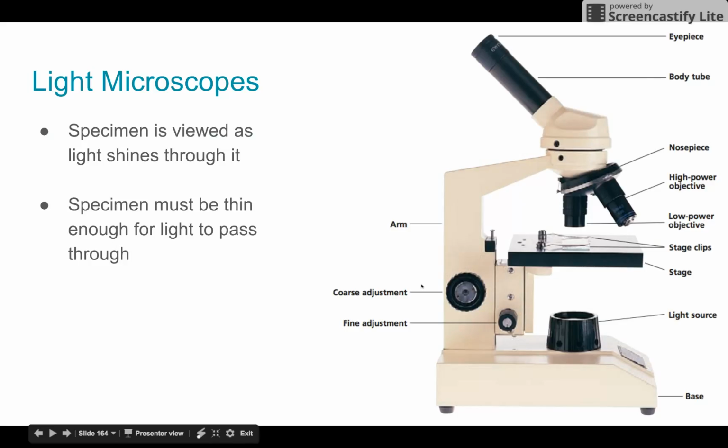And it's important to note that the light has to be able to pass through the specimen. So the specimen must be very thin. So typically we will get very thin slices that are placed onto slides so that the light can go through it and we can view the image clearly.